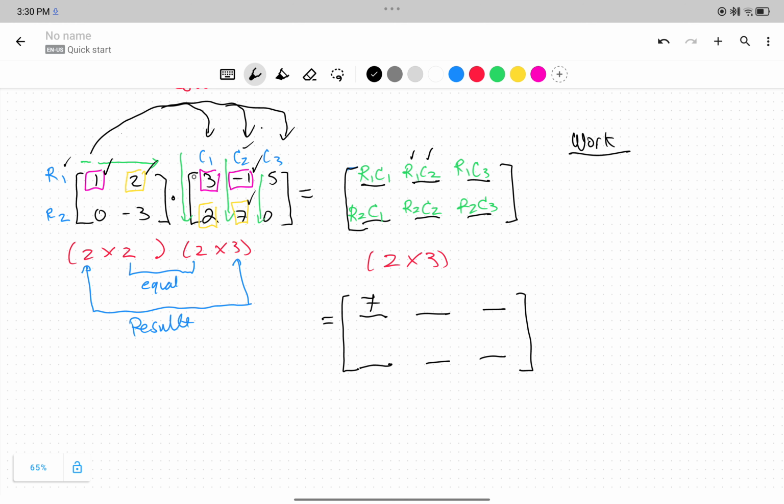So it was 1 and 3. And then it was 2 and 2. And that was 7. So that was this first answer. And then when I move on to the next one, it's going to be the 1 and the negative 1. And then the second one with the second one, the 2 and the 7. So that's 14. Take away 1, it's 13.